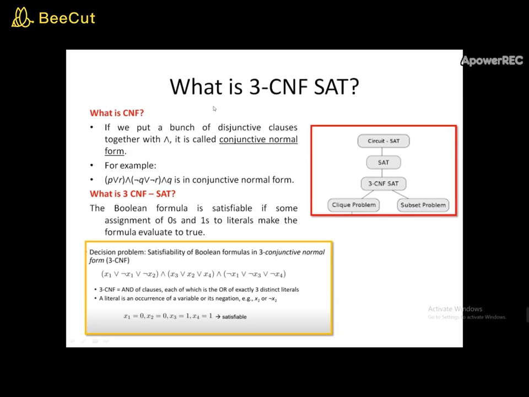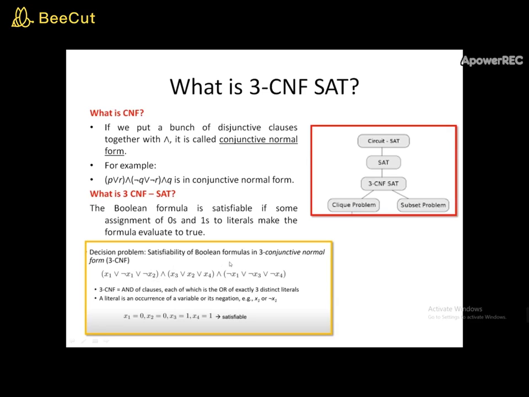Now what is 3CNF? A Boolean formula is satisfiable if some assignment of zeros and ones to the literals makes the formula evaluate to true, which means I should have 3 different clauses, and they have to be brought together by means of an and symbol. This is a disjunctive clause, this is a disjunctive clause, this is a disjunctive clause. How many clauses do I have? I have 3 clauses, brought together by means of an and symbol. So this implies 3CNF, right?